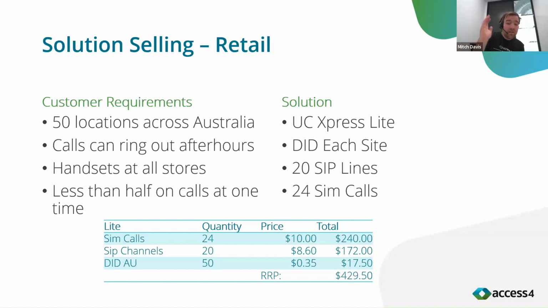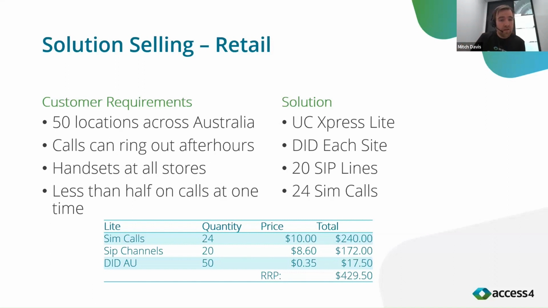So something like this, if we look at our UC Xpress Lite product set, 24 simultaneous calls, 20 SIP channels, and all those DIDs, you're looking at less than $500 a month. It also means that as they scale, they bring on more stores, they open up more retail locations, that price isn't going to change too much. They're probably not going to make a lot more calls from that perspective, between both inbound and between stores. So it's a pretty good, compelling use case for that Lite UC Xpress product here.